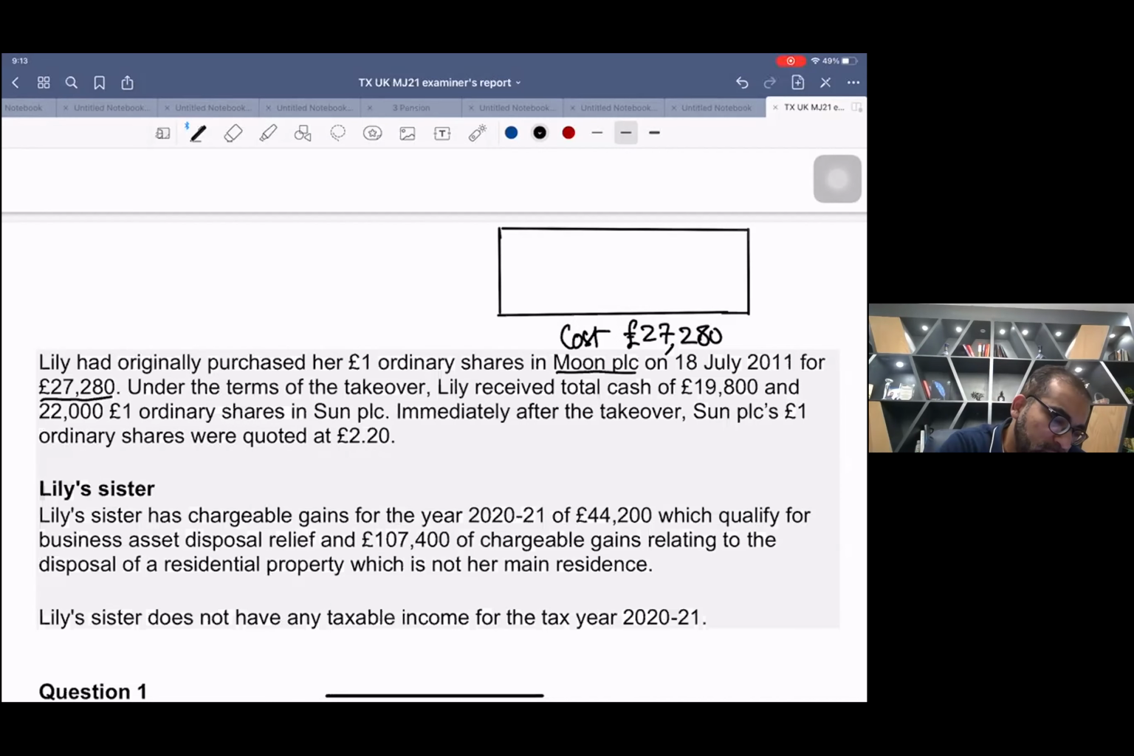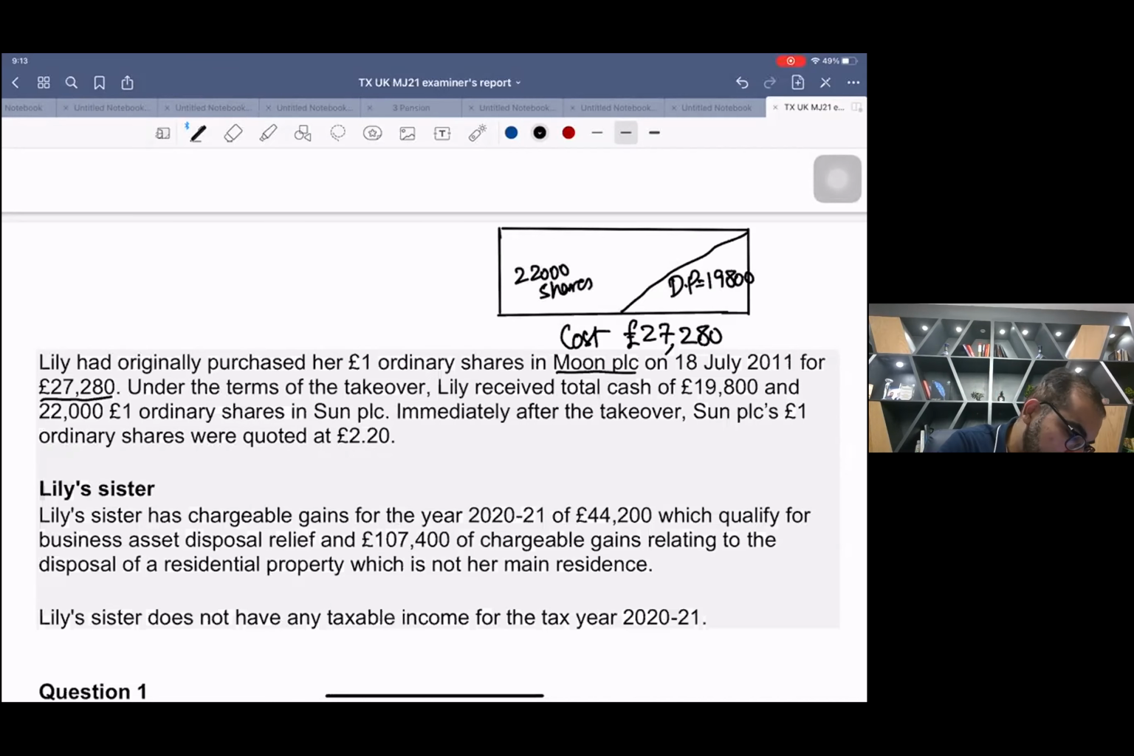Under the terms of the takeover, Lily received cash of 19,800. Listen, this is my DP. I received cash of 19,800 and I received 22,000 shares. These are my shares. 22,000 shares I received.